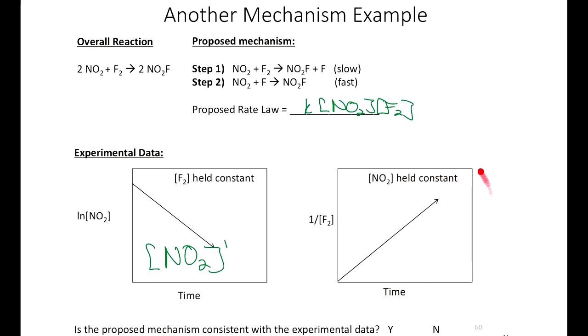What about the graph for F2? What does it imply about F2? It is second order. Yes, because it's graphed 1 over. Did you memorize that? You did, but do you have to memorize that 1 over is second order?